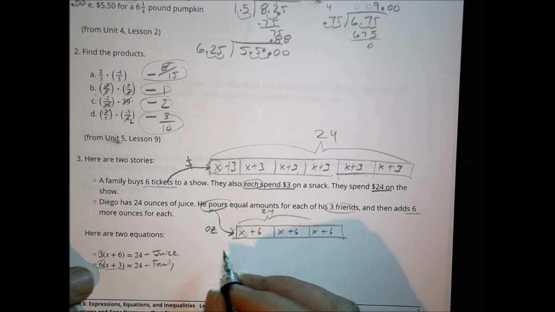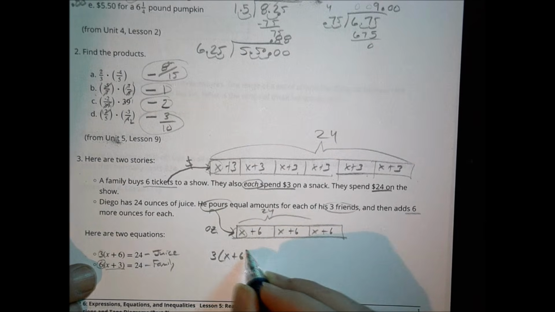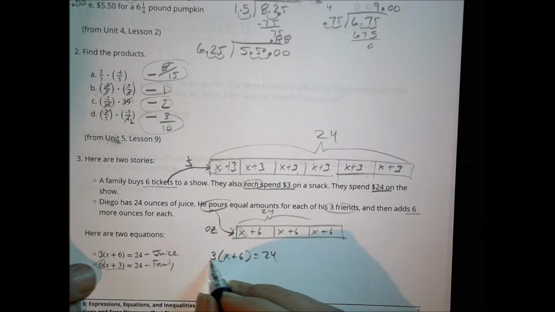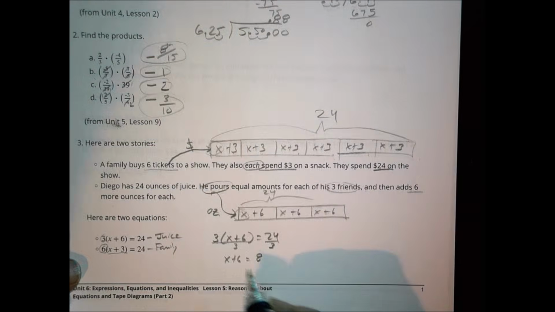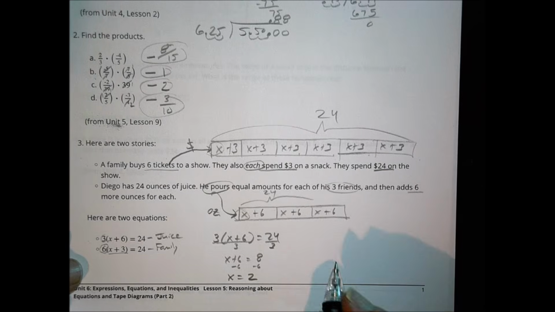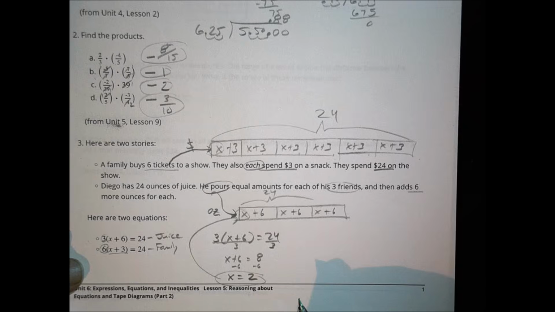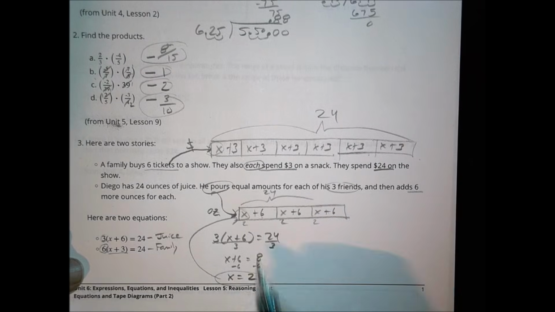So here is our juice equation. We have 3 times x plus 6 equals 24. I'm going to divide both sides by 3, so x plus 6 equals 8. 24 divided by 3 is 8. Subtract 6, and x equals 2. So for the juice story, what it tells me is that he poured everybody 2 ounces of juice to start with, 2, 2, and 2, and then added 6 more ounces to each one. That's what the x tells me.